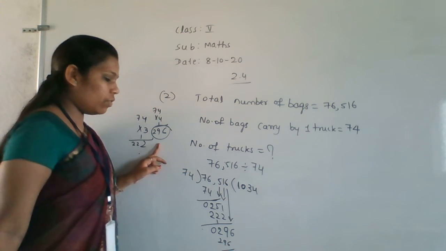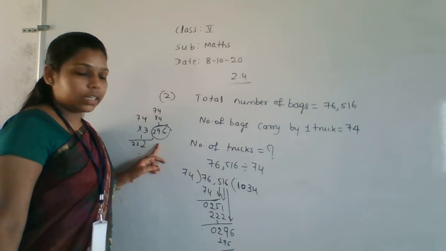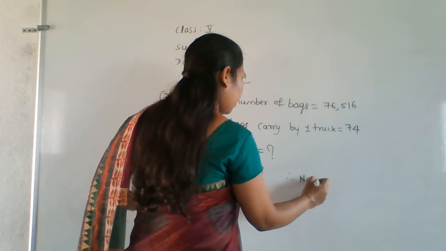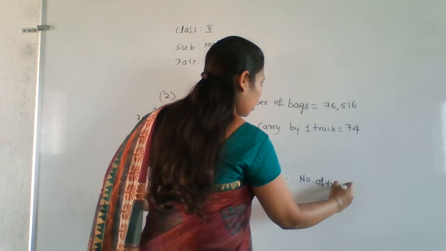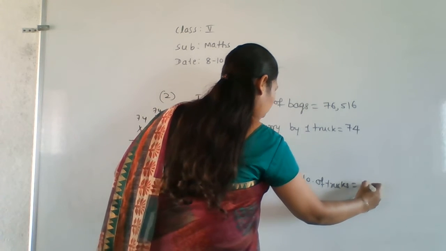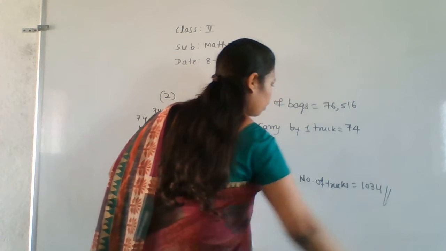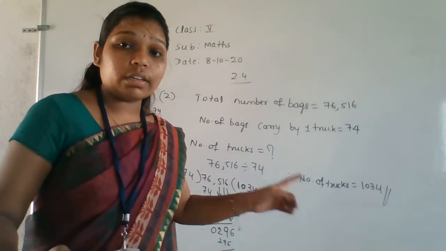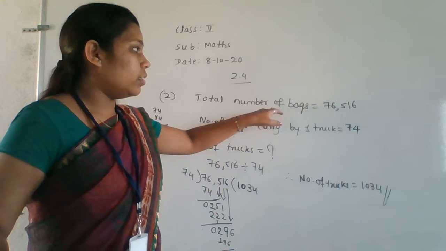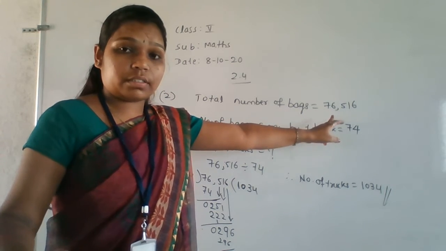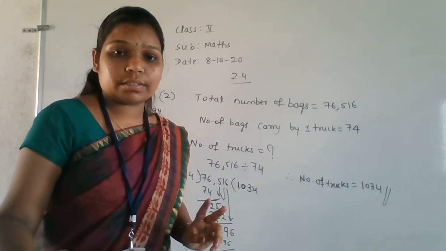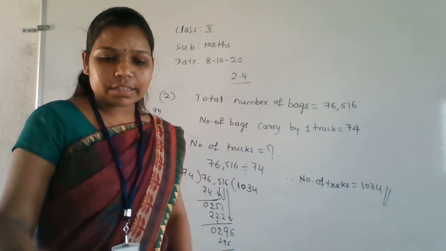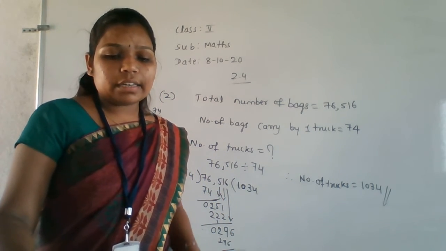Okay, so what are we left with? 1034. So therefore write the last sentence: number of trucks is equal to 1034. Okay, we need 1034 trucks to carry these 76,516 bags. Okay, that is the last answer. Getting it, everyone? Okay, fine. Go for the next one.